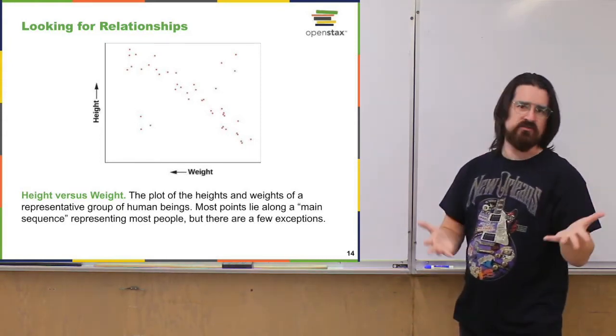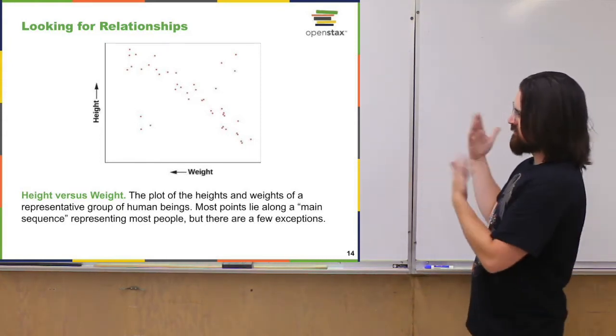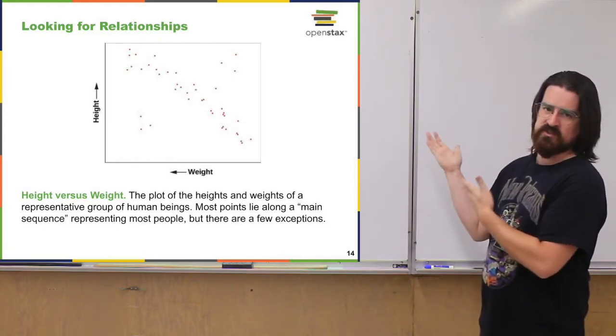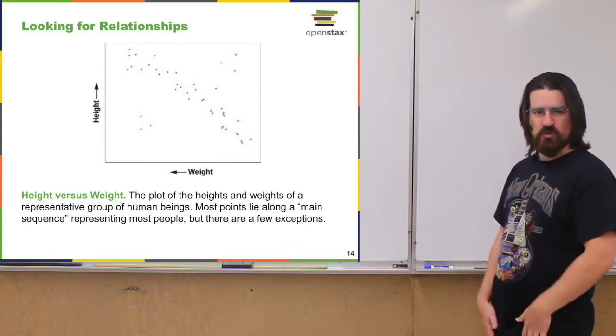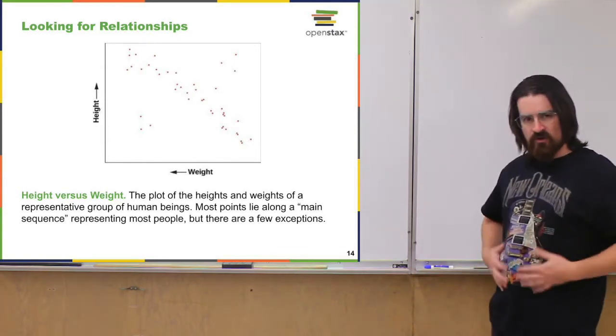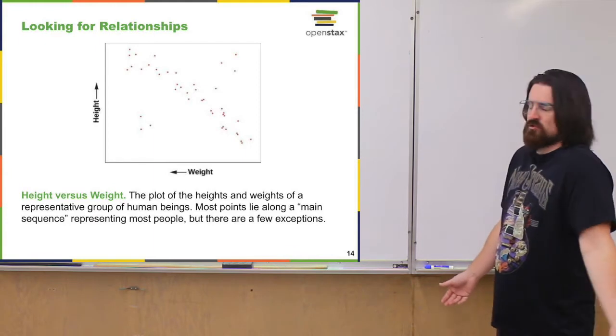If you just went around and measured these things for a bunch of different people and plotted them like this, you'd probably get this kind of picture. For the most part, height and weight are proportional. Most of your weight is made up of your organs and your bones, and that just goes along with your height.